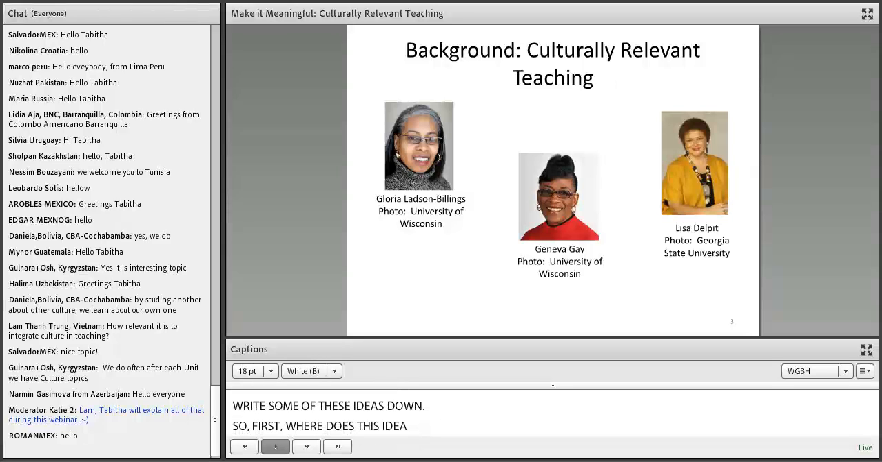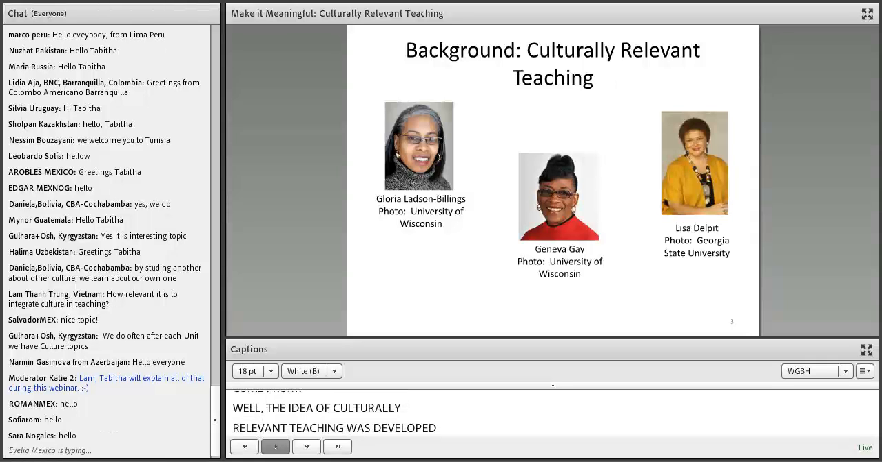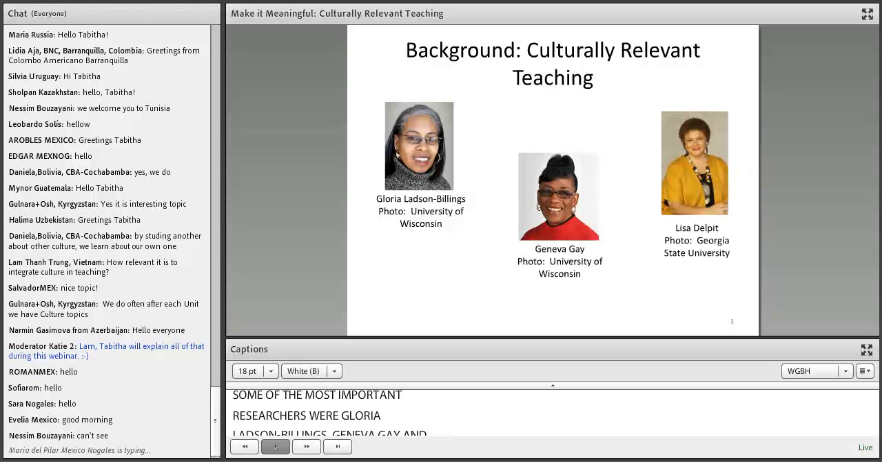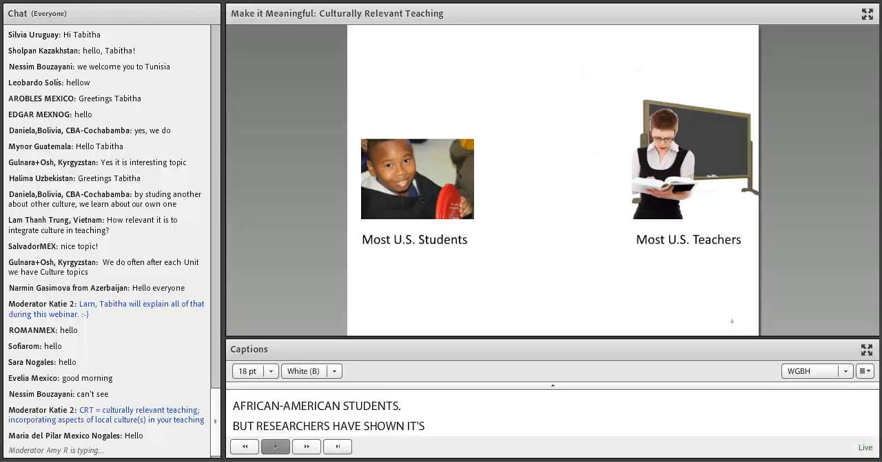So first, where does this idea come from? Well, the idea of culturally relevant teaching was developed in the United States in the 1990s. Some of the most important researchers were Gloria Ladson-Billings, Geneva Gay, and Lisa Delpit. Originally, it focused on improving instruction for African American students, but research has shown that it's a highly effective form of pedagogy for students of all racial and ethnic backgrounds.